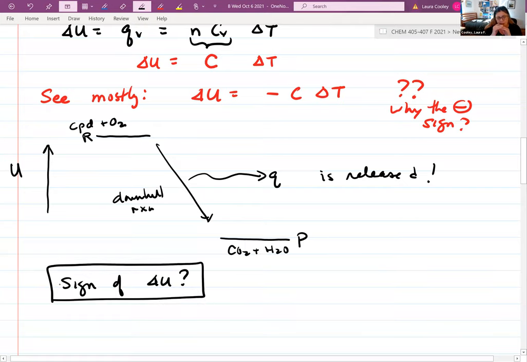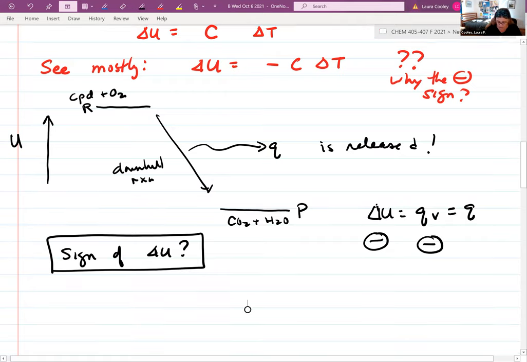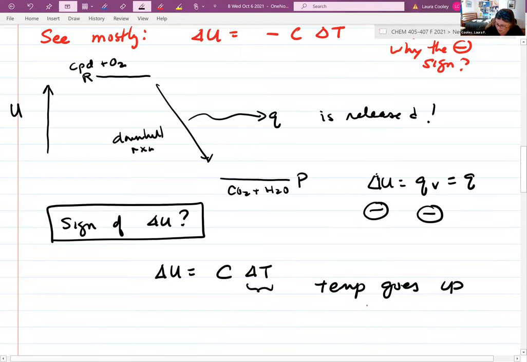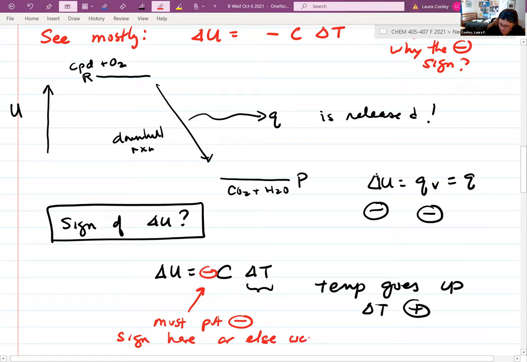We always look at this from the point of view of, what's the sign of Q? What's the sign of delta U? You know, delta U is Q. So this is going to have to be negative. Heat is released, delta U is negative. But if we use the formula, delta U is C delta T without the negative, the temperature goes up. Heat is being released into the surroundings, the temperature is going up. Delta T is positive for a combustion reaction. So we must put a negative sign here, or else we'll say delta U is positive, and that's impossible.